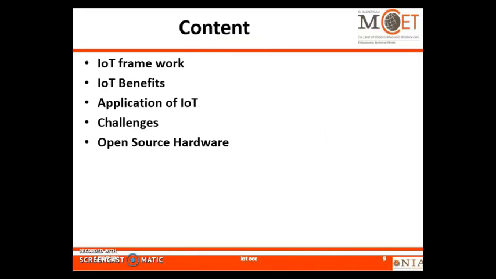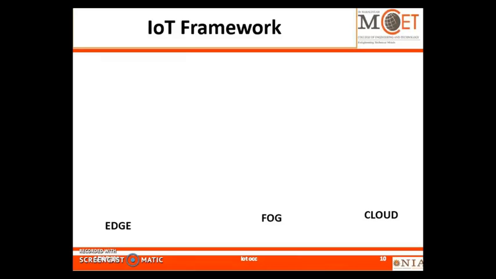Coming to lecture 2. These are all the contents that we are going to discuss in this class. IoT framework, IoT benefits, application of IoT, challenges, open source hardware of IoTs. So IoT framework. This gives the basic structure of things happening, how things are connected in a structured manner.